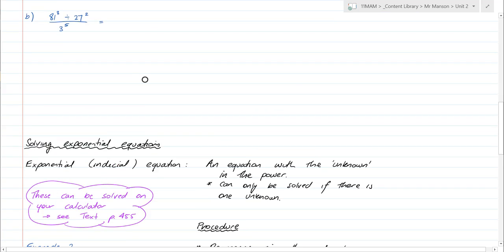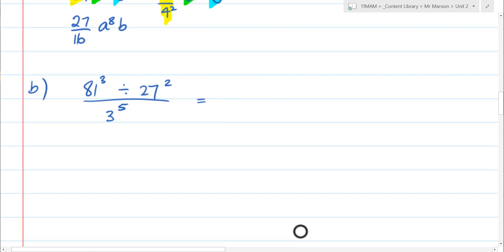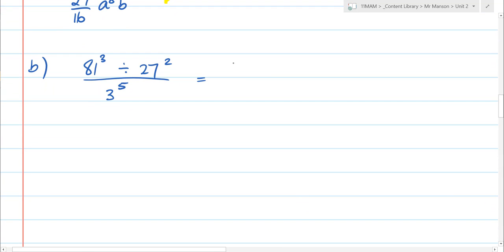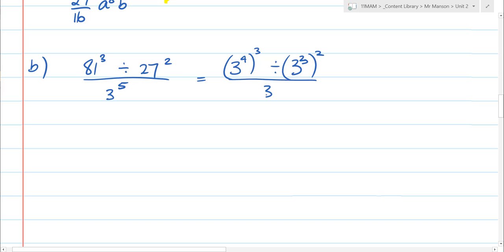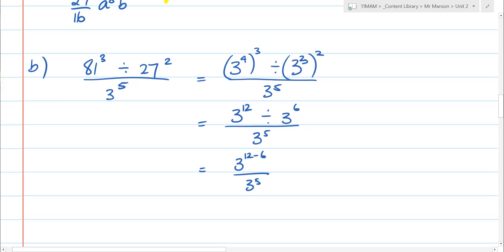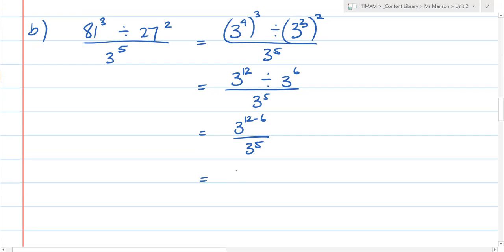I had a massive hint in the fact that the question had a base 3 in it already. So I'm expecting these numbers to have base 3 properties. So I get 3 to the power of 4 cubed divided by 3 cubed, squared, over 3 to the power of 5. And that gives me 3 to the power of 12. If I've got power over power, I multiply those powers. Divided by 3 to the power of 6 over 3 to the power of 5. When I divide two indices and they've got the same base, I subtract the powers. That gives me 3 to the power of 12 minus 6 over 3 to the power of 5, which gives me 3 to the power of 6.